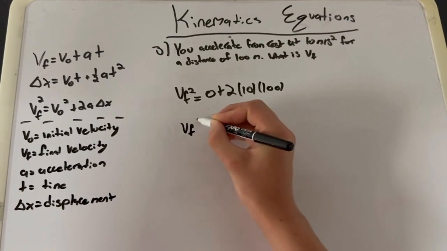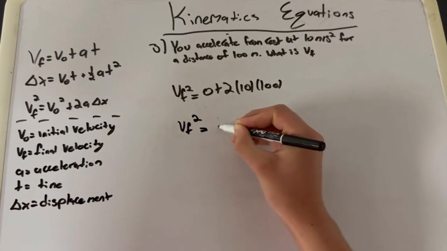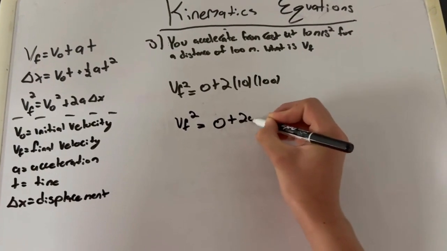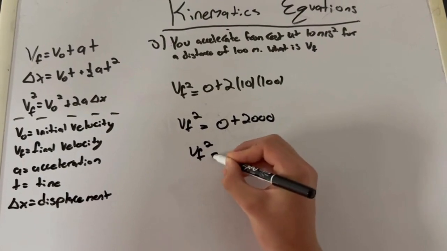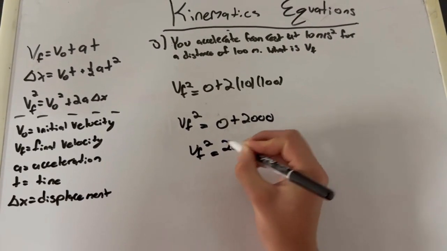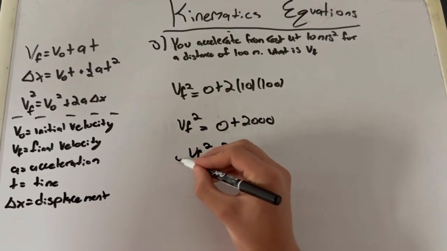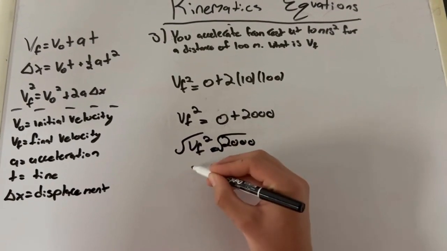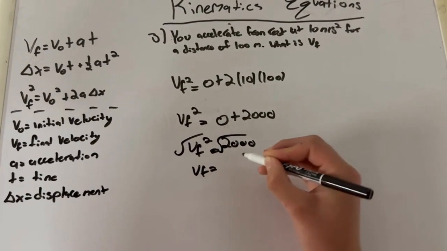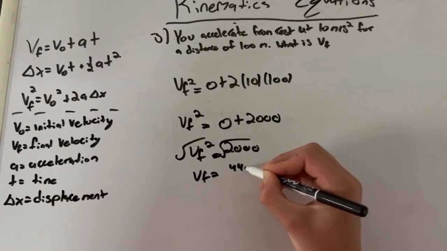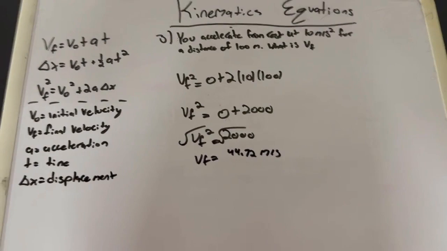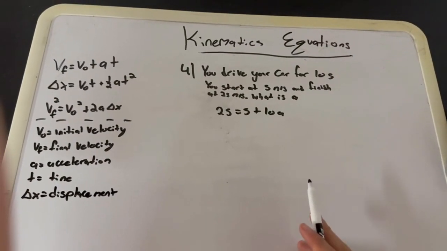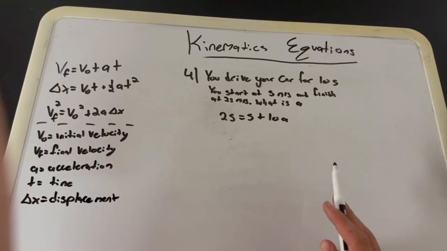So final velocity squared equals 0 plus 2,000. Then here equals just 2,000. And to clear the square here, you take the square root of both sides, which means the final velocity would equal 44.72 meters per second.